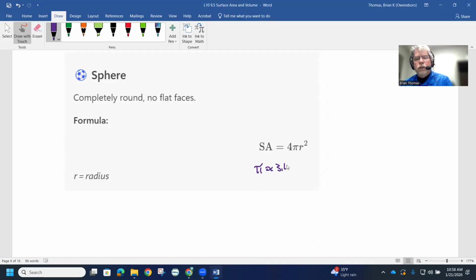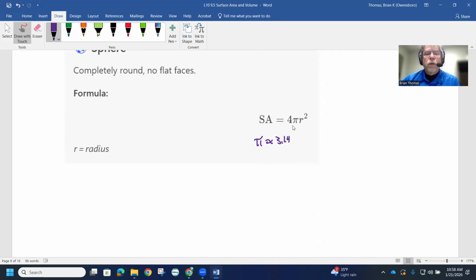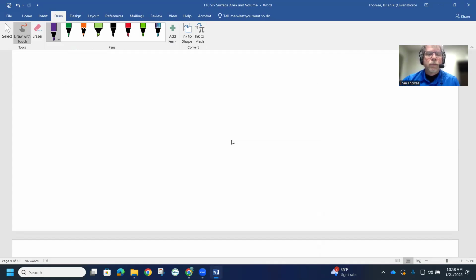Remember, if the book asks you to change pi to 3.14, do so, and then we have to round to the decimal place that they want. Otherwise, if they don't want us to change pi to a number, just leave pi in the problem, and then it becomes more algebraic because pi becomes almost like a letter, if you will.